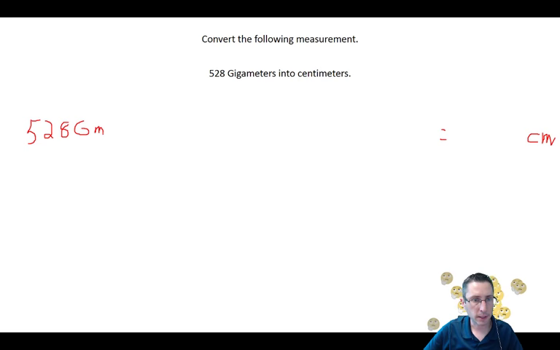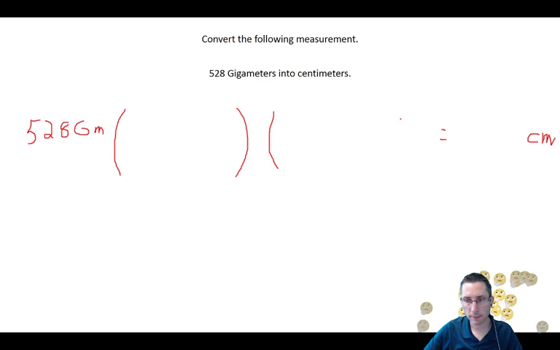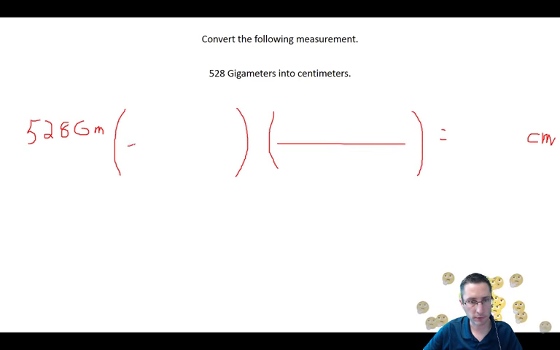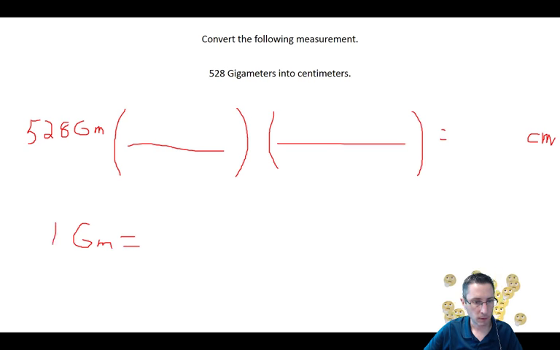Capital G for giga, lowercase m for meters. And then I have to convert these things, all right? I'd encourage you to write down at the bottom, off to the side of the page in your exam or whatever, the unit factors, right? You'll have to have memorized the relationship between gigameters and meters. Okay, 1 gigameter is 10 to the 9 meters.